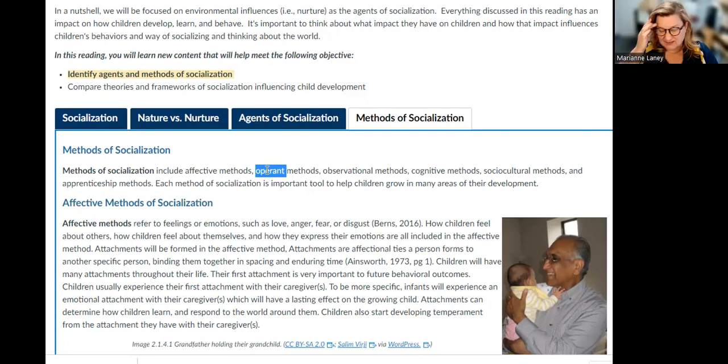It doesn't mean operating. It means first this, then that, then this, following a pattern, because that's how it kind of sinks in. Observational is clearly watching. Cognitive methods is thinking about it. And sociocultural methods are using the culture to determine the method. Like I grew up Catholic and we went to catechism classes. That was a sociocultural method of becoming a Catholic. You'll see it in different cultures, and we'll talk more about that.